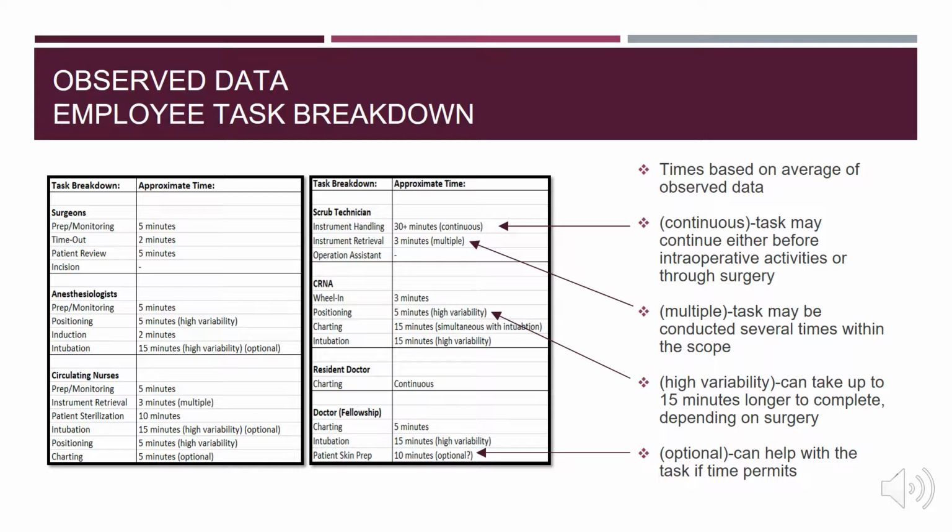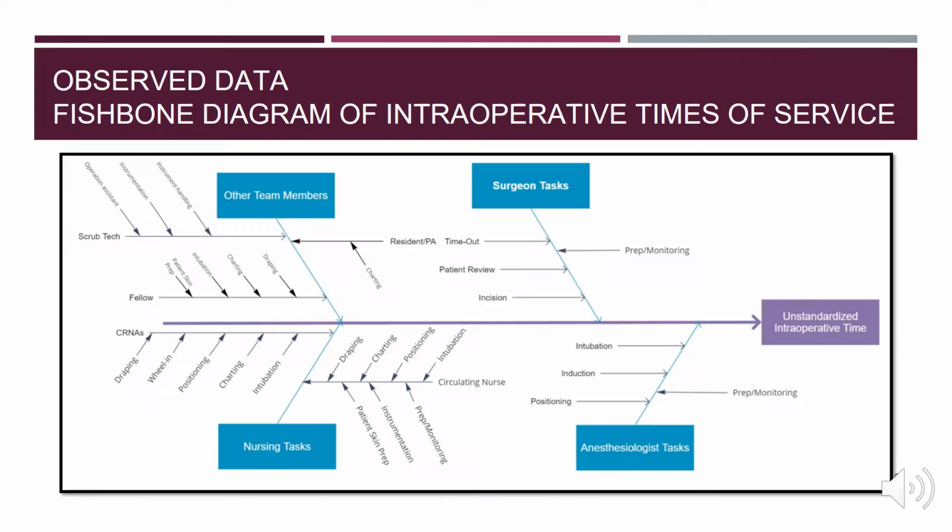To tackle the problem that MD Anderson provided, we examined each of the specific roles in the operation room. This includes surgeon and anesthesiologist tasks, as well as tasks conducted by the nursing staff. Each of their tasks was broken down into a period of time in which they were recorded, and the amount of variation per task was also observed.